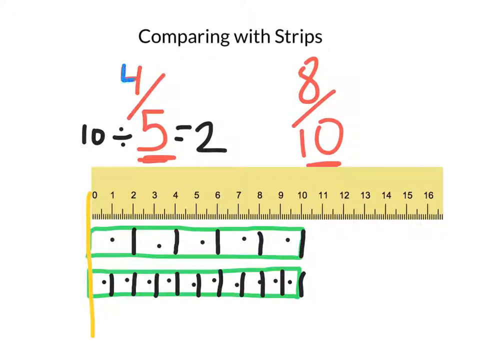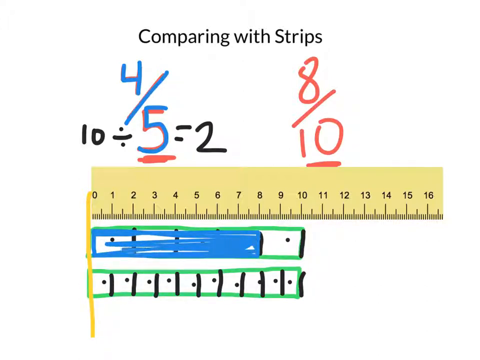Since I have 4/5 to compare, I'm going to highlight 4 out of the 5, or shade in 4 out of the 5 squares. And 8/10, I'm going to shade in 8 out of 10 squares.